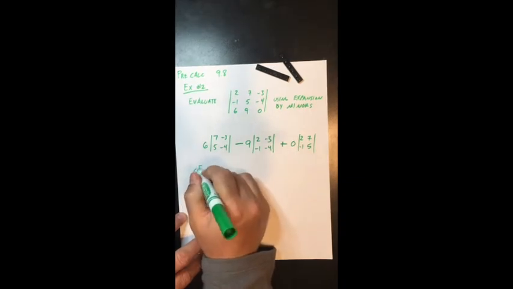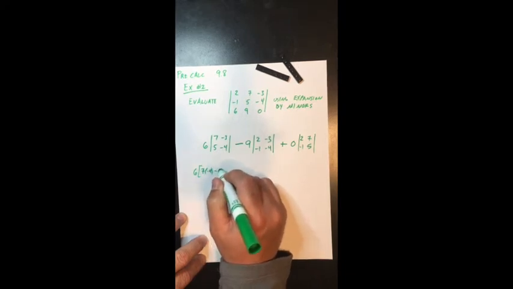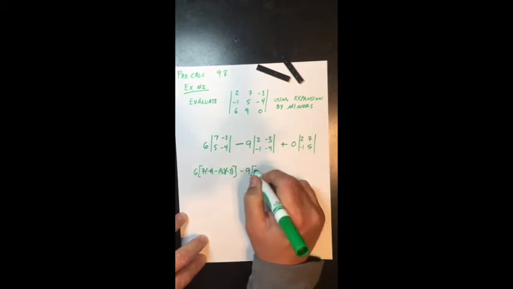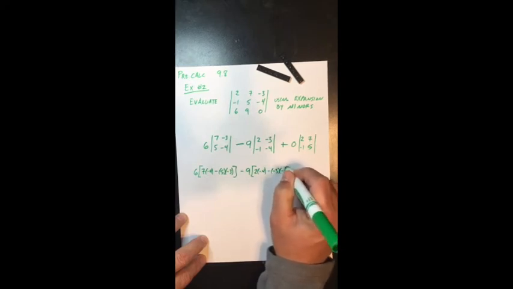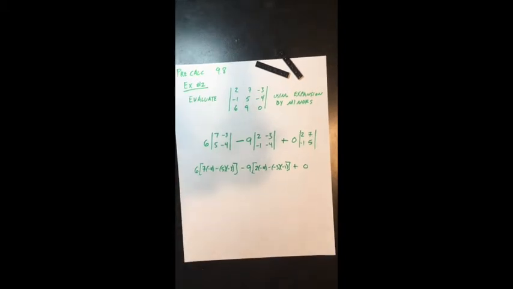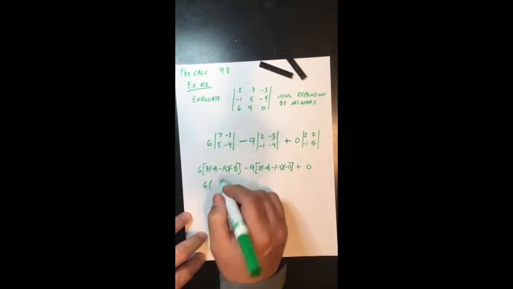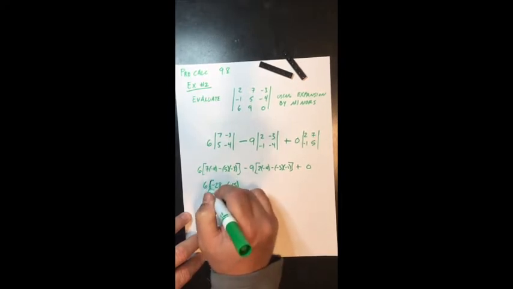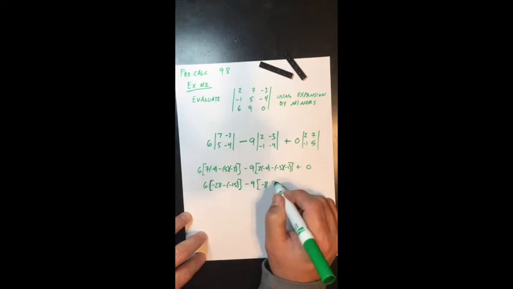So this will be 6 times 7 times negative 4 minus 5 times negative 3, minus 9 times 2 times negative 4 minus negative 3 times negative 1, plus, and then 0. I'm not even going to worry about evaluating that last determinant because I don't need to. So here I have 6, negative 28 minus negative 15, make that a bracket, minus 9 times, this is negative 8, minus 3.